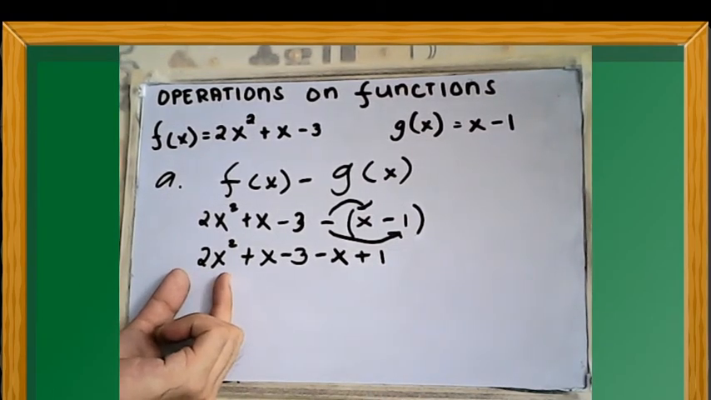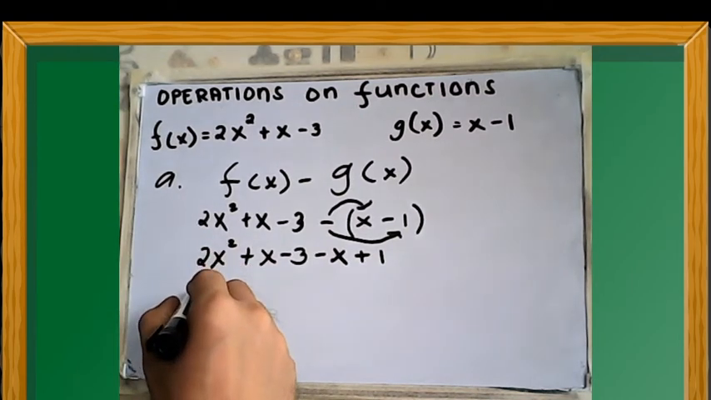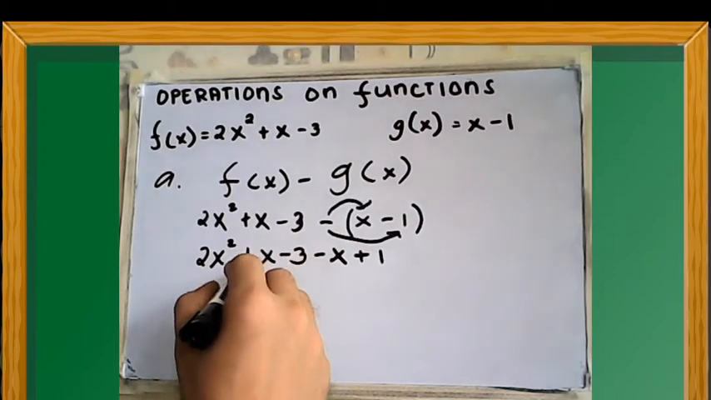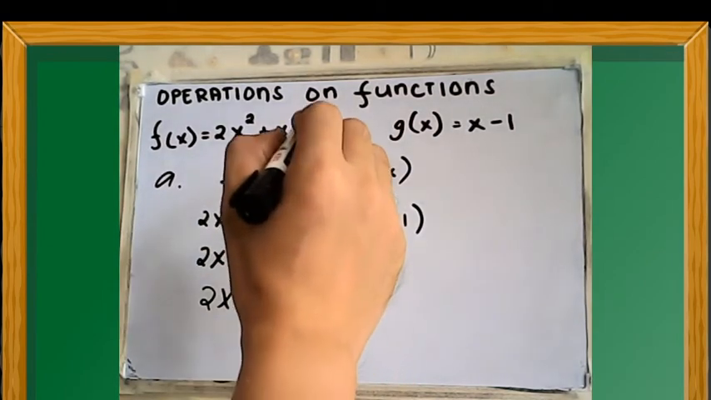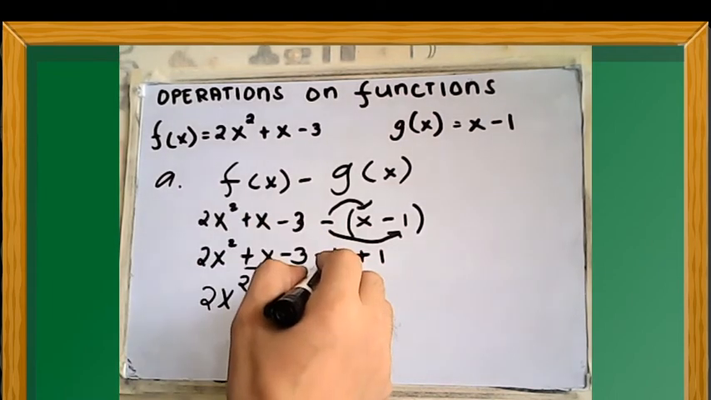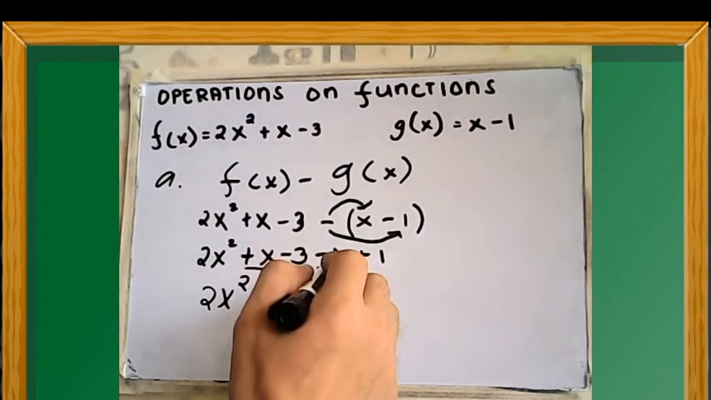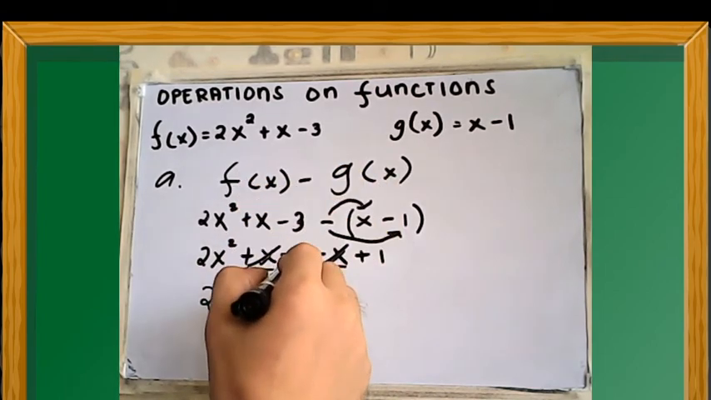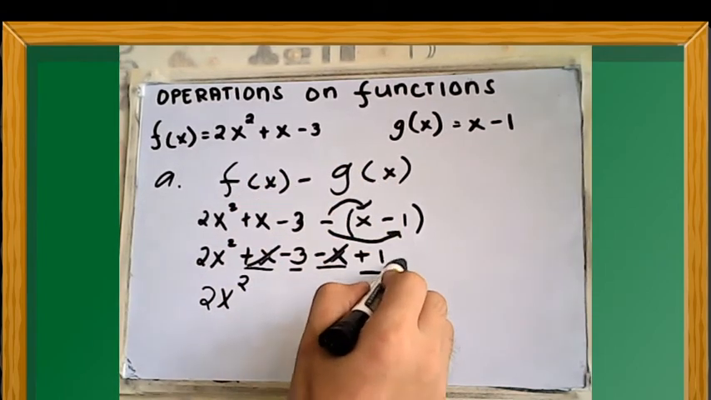Again, since wala namang ibang same term with 2x squared, we will just write 2x squared. And then we have x and negative x. Since isang positive x at isang negative x, para lang siyang positive 1 minus 1, so pwede natin siyang i-cancel. And then negative 3 plus 1.